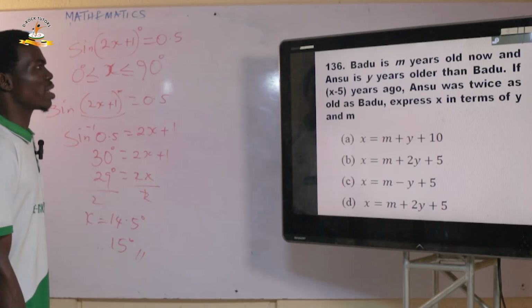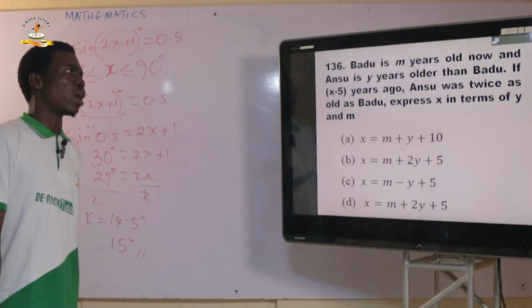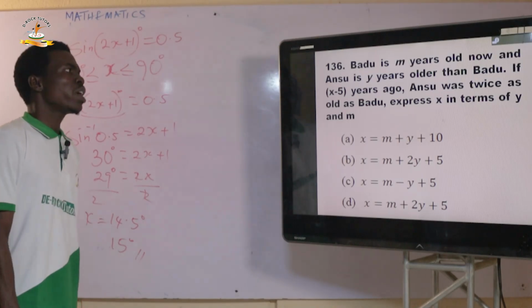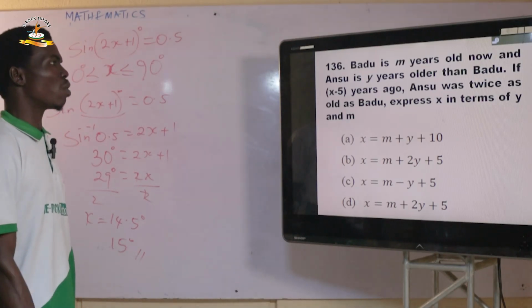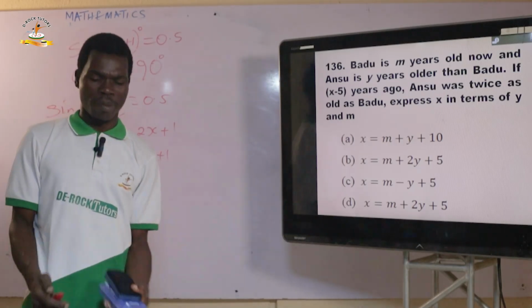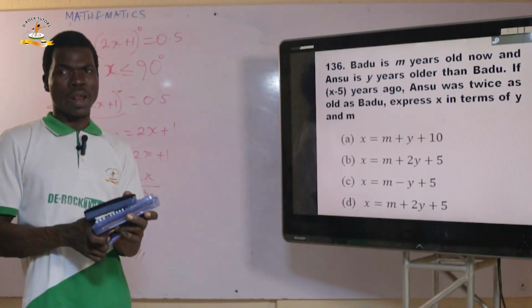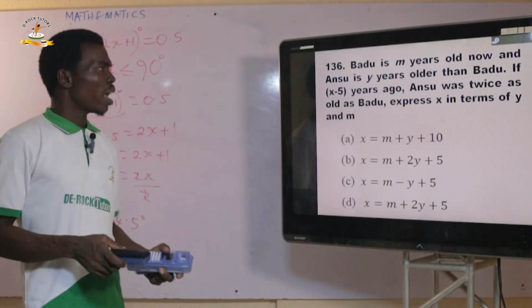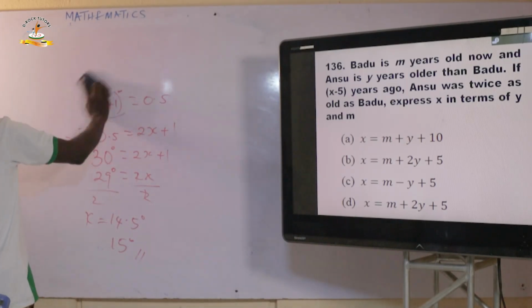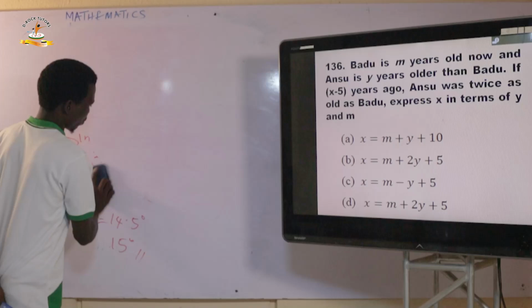Alright, question 26. Badu is n years old now, and Ansu is y years older than Badu. If x minus 5 years ago, Ansu was twice as old as Badu, express x in terms of y and n. And this is still another problem on word problem. So let's see how we can do justice to this.